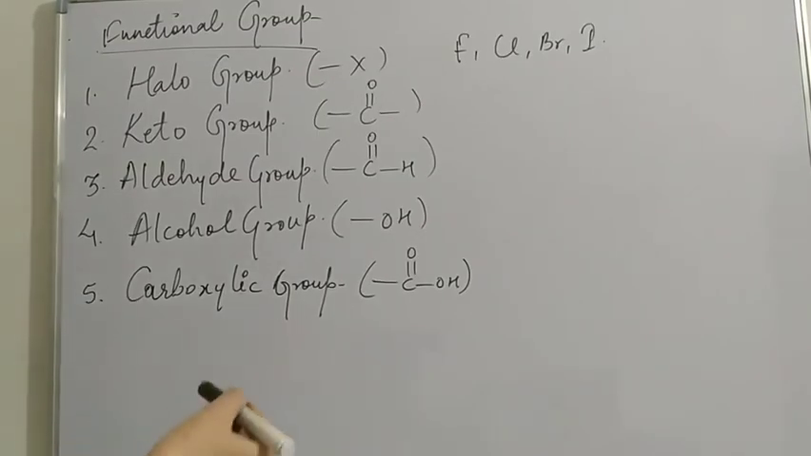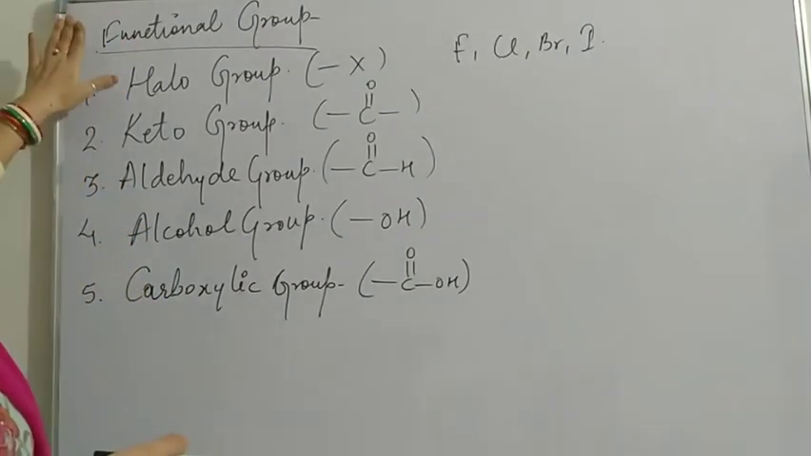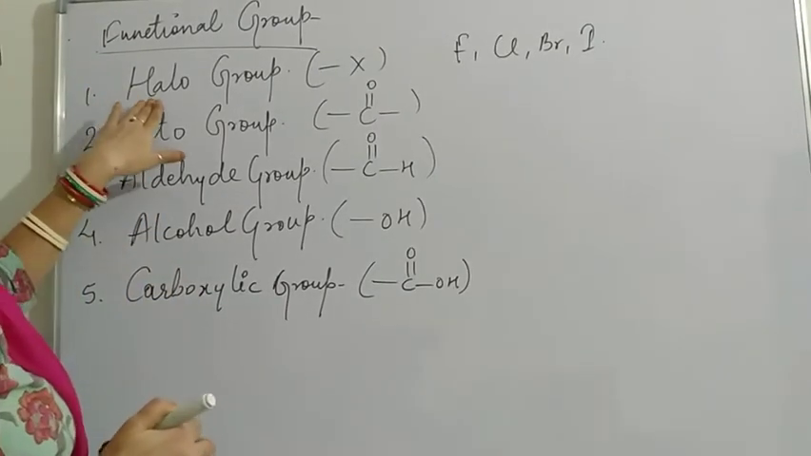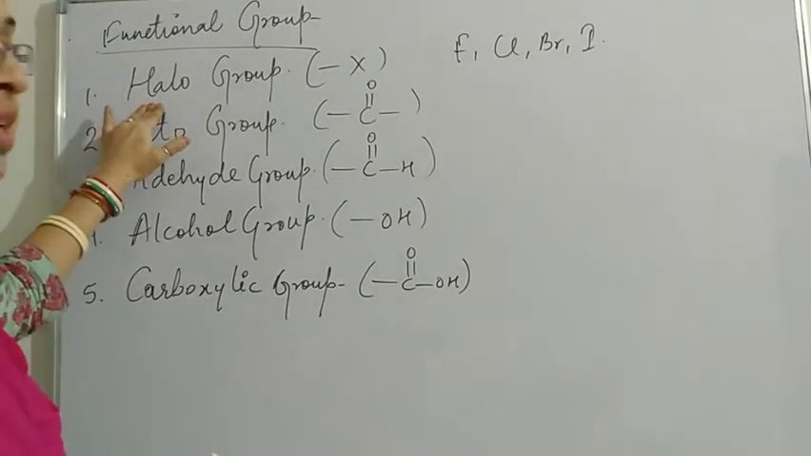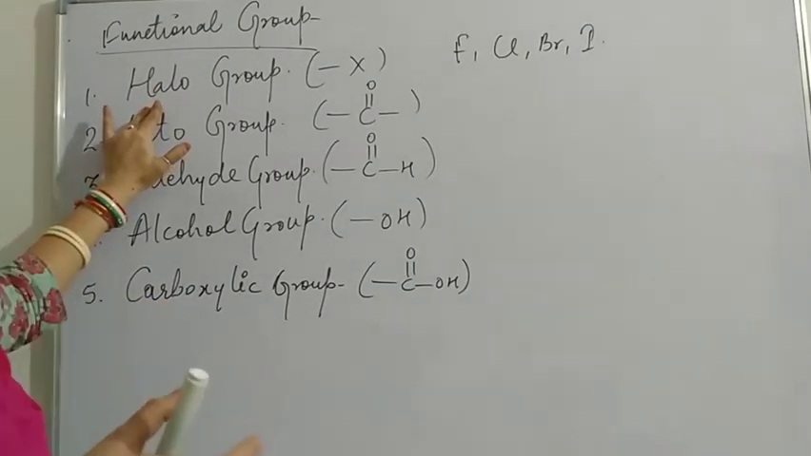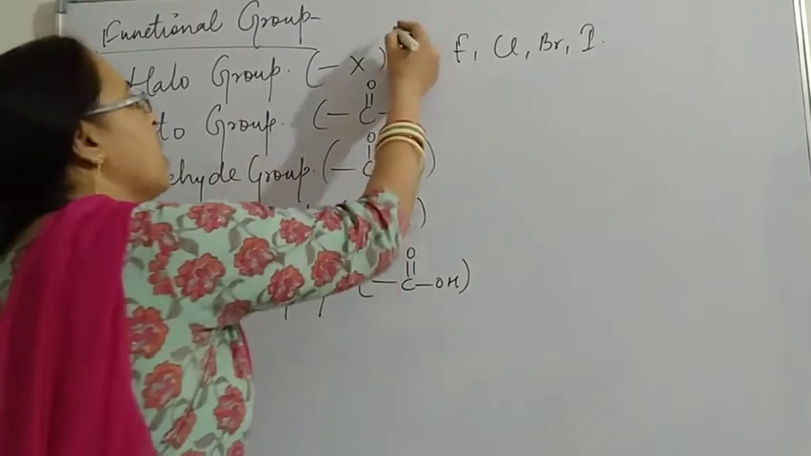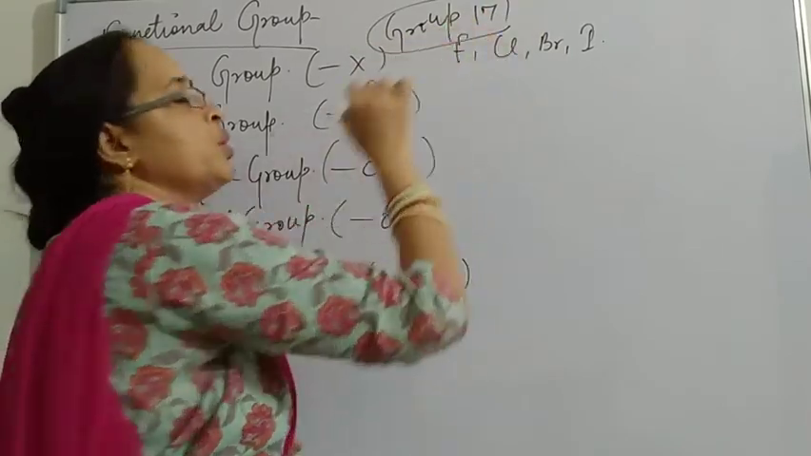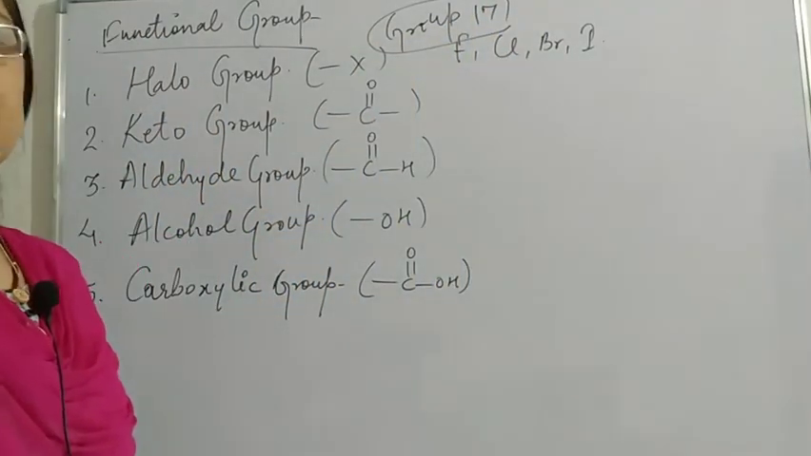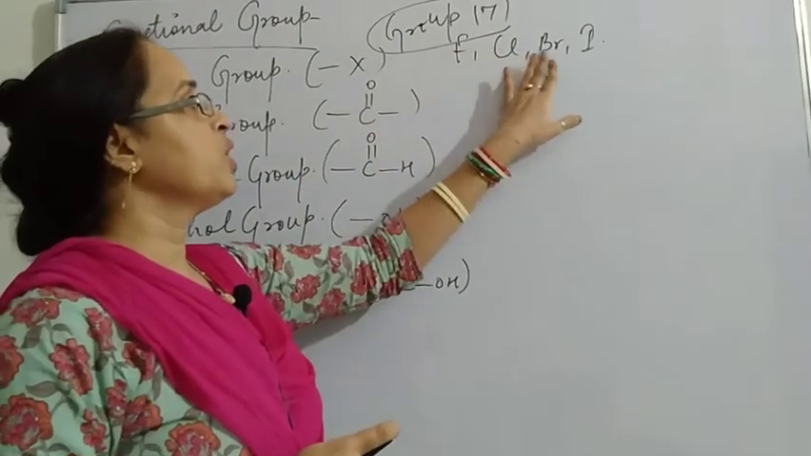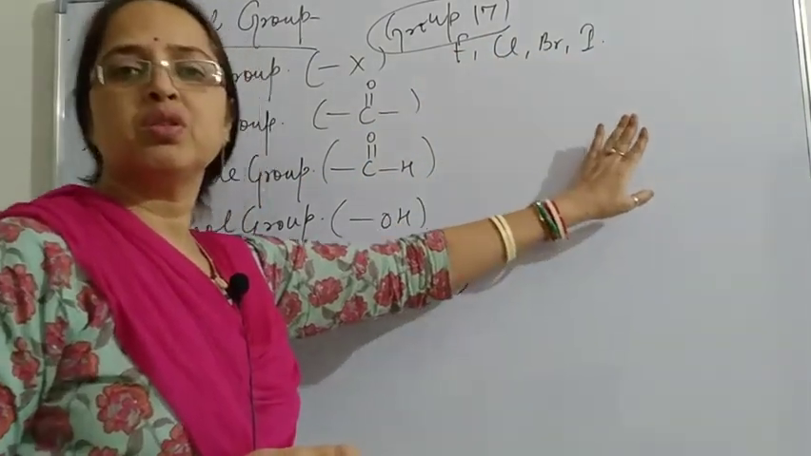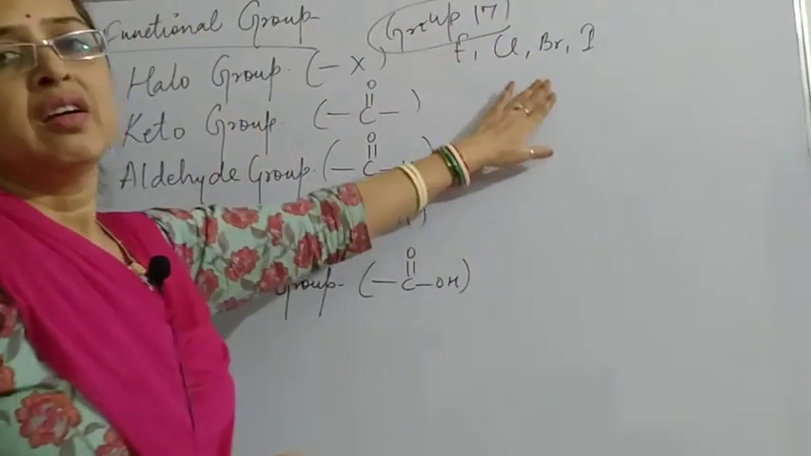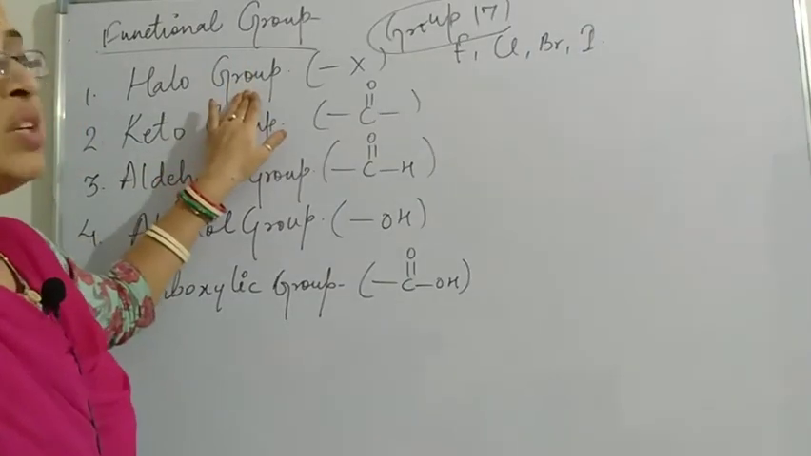Now here we are discussing the functional groups. You can see over here functional groups are 5. We have to study only these 5 functional groups. The first functional group is the halo group. Halo group refers to the word halogen, and its members come from group 17. You have studied the periodic table. In the periodic table, group number 17 members are fluorine, chlorine, bromine, iodine. These are the members of group 17 and they are called the halogens. So they are members of the halo group.